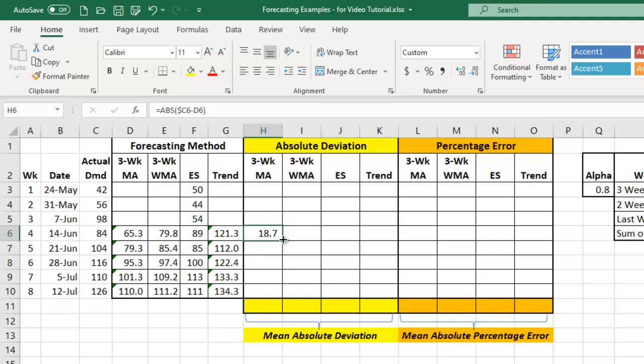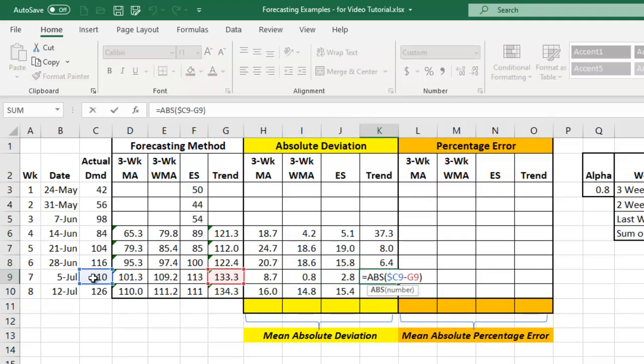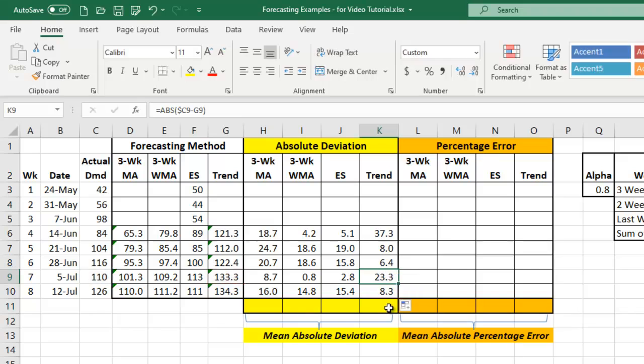We copy that down through the remaining weeks, and that gives us our absolute deviation for each of these weeks. Now that we have this data, we can drag it across to the other forecasting methods, and we can do a spot check to make sure that our formulas are correct. And it looks like here we're grabbing the actual demand and the trend forecast, so yes, it looks like our formulas are correct.